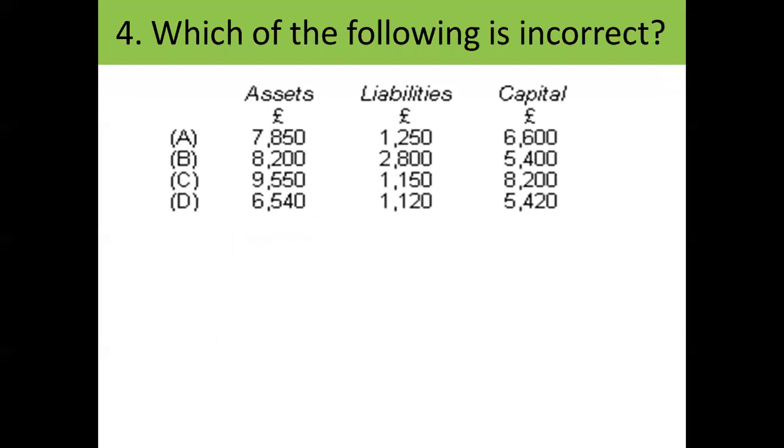Which of the following is incorrect? The following is incorrect: asset, liability, capital. A, here we have to calculate where asset is equal to liability plus capital. The right answer is C, where 9,550 is equal to 1,150 plus 8,200.